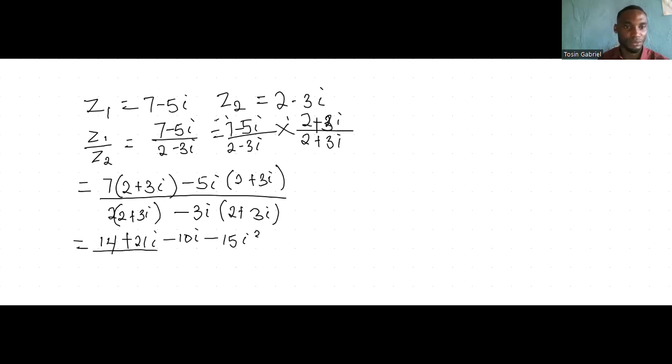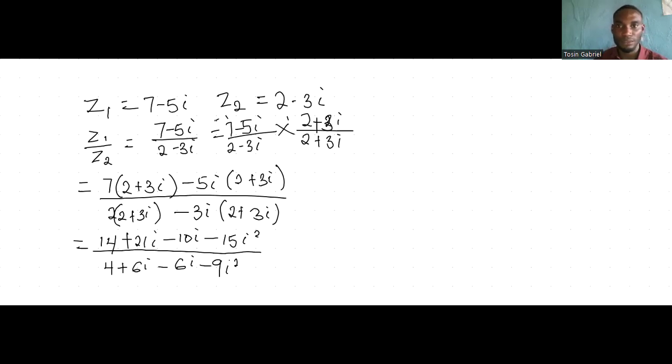So 2 times 2, we're going to have 4. 2 times 3, we're going to have 6i. Then it's going to be minus 6i. This times it will be minus. Then we have minus times plus is going to be minus. 3 times it will be 9i squared. So let's continue from here.